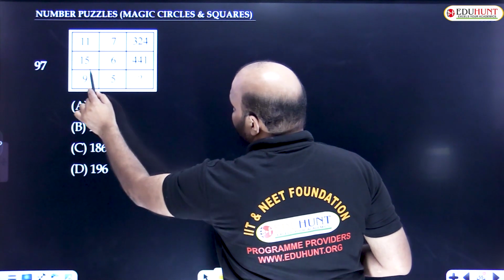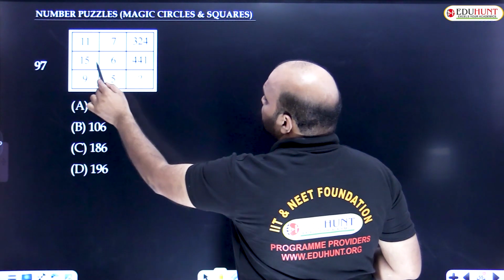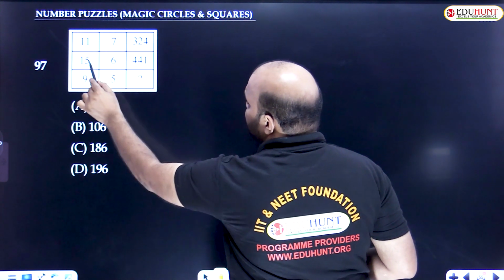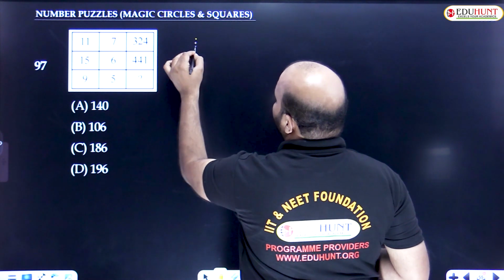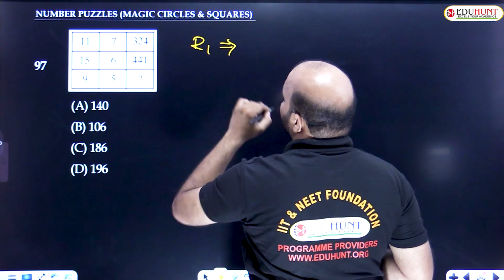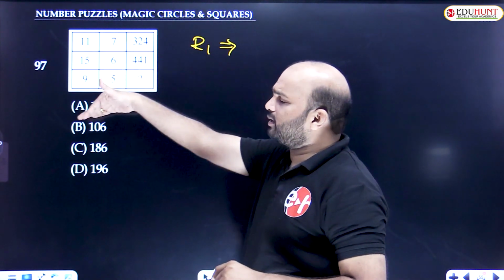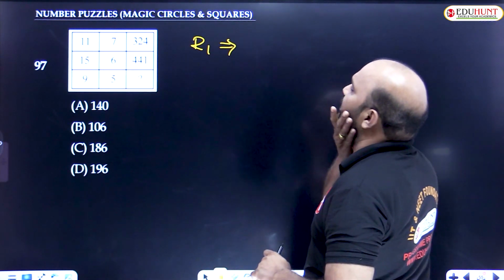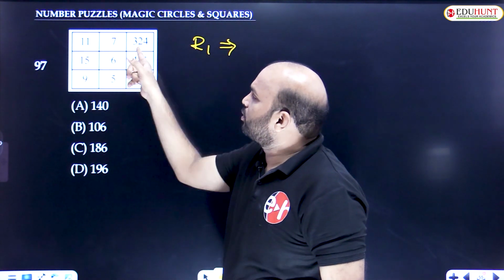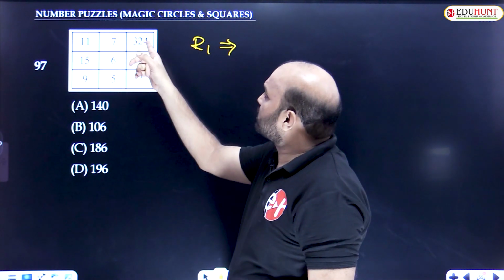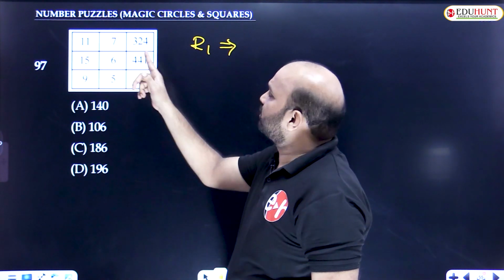So the same clue applies to row 2. So how will we get 441? By using 15 and 6, because 441 is a higher number. So clearly from row 1, which rule has been applied? The same logic applies to row 3 also. So clearly we have to observe that in row 1, row 2, row 3, the last number is a perfect square.